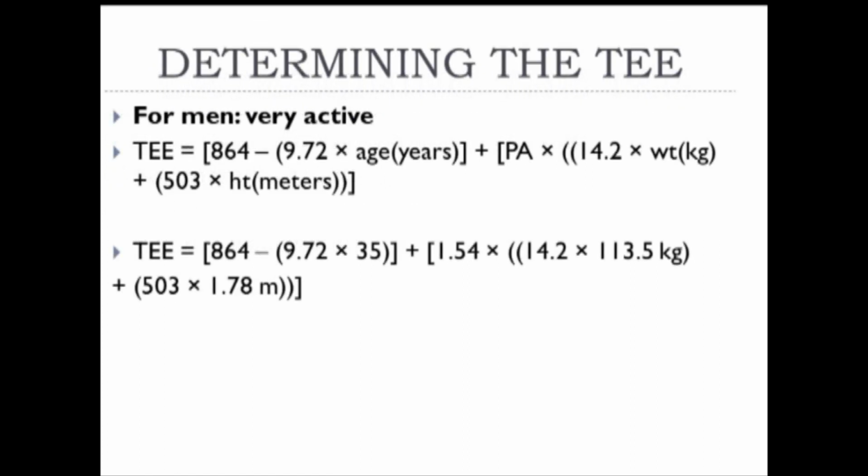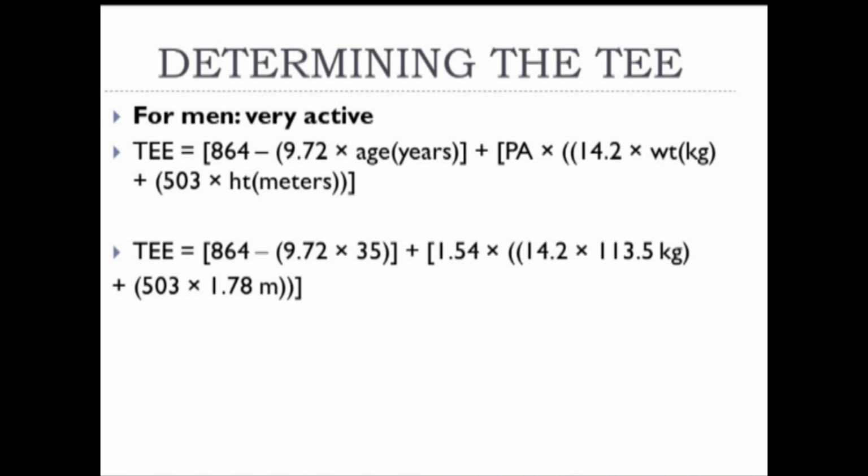So now I want to resolve this equation. So just go down to the second level, and we see that the 864 minus 9.72 times the age, and the age is 35. So really what we do is resolve that first bracket. So 9.72 times 35, and that value will be subtracted from 864. And so you can write down on a piece of paper the first bracket, 523.8. Now, the activity factor is 1.54, and that's going to multiply 14.2 times the weight.